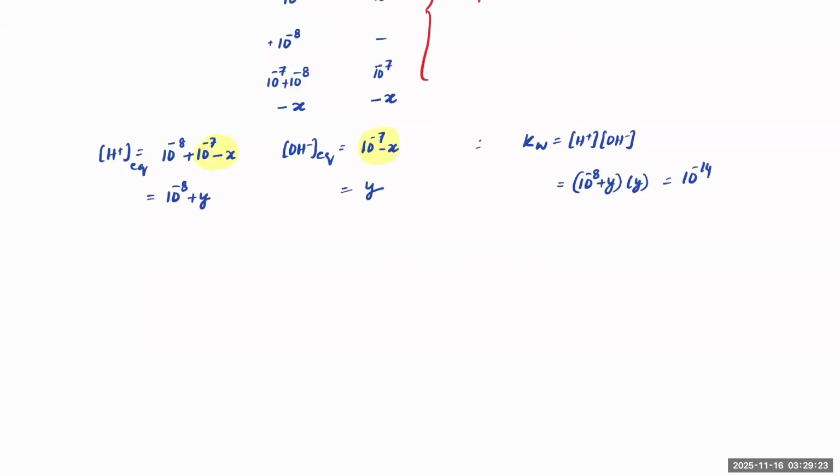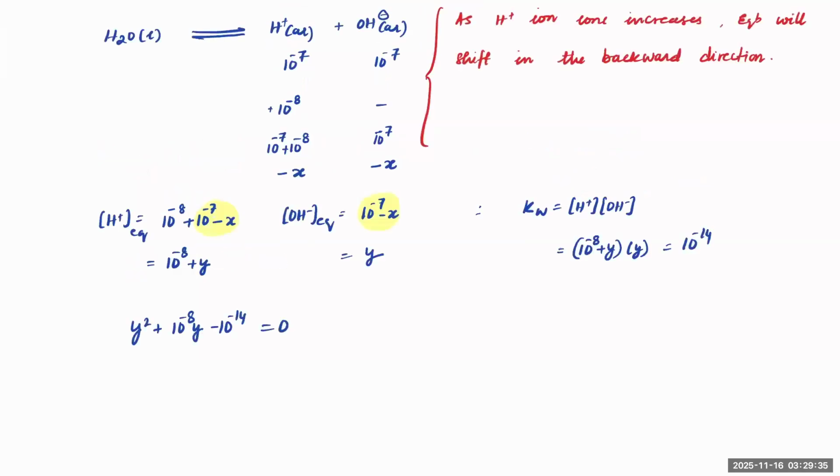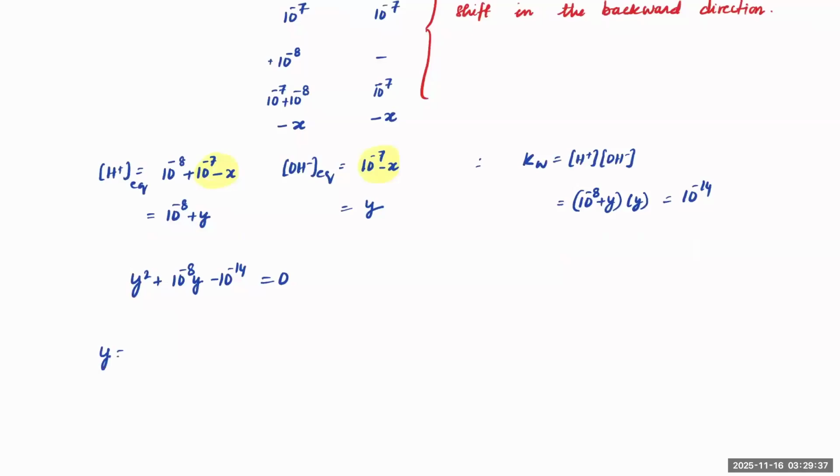Make it into a quadratic equation now. So what do I get? I'll get this as Y square plus 10 raised to power of minus 8 Y minus 10 raised to power of minus 14 equal to 0. So what will be the value of y? So y will be equal to minus 10 raised to power of minus 8 plus or minus under root of b square, which is (10 raised to power of minus 8) whole square, minus 4ac, so 10 raised to power of minus 14, that divided by 2a. Okay, so 2.